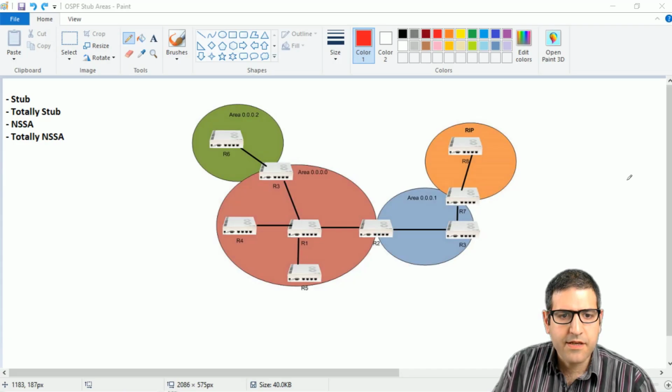Okay, as you can see here, I have this diagram. We have the backbone area here, which is area 0, connected to area 1. And then we also have area 2. And in area 1, we have the RIP network. So now let me explain the idea of the stub area.